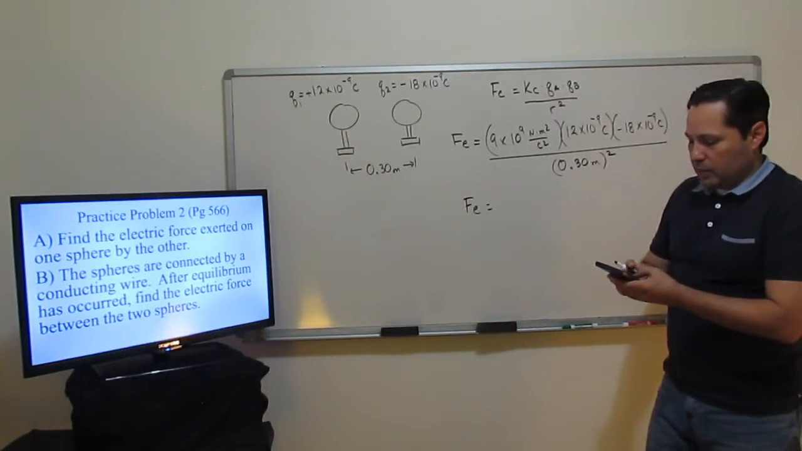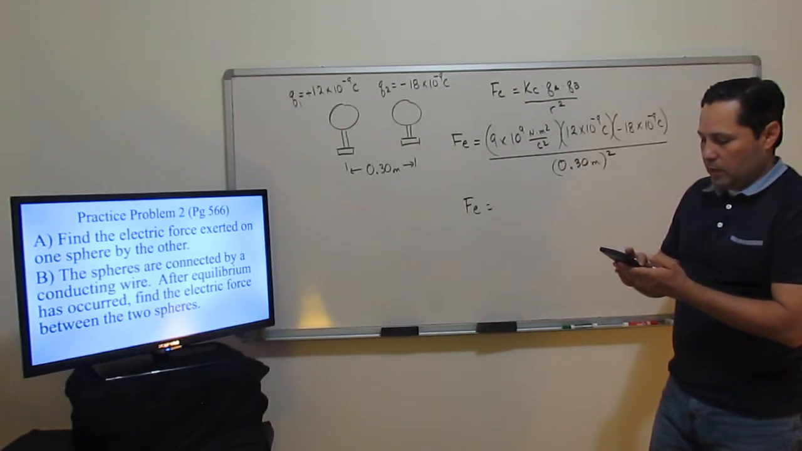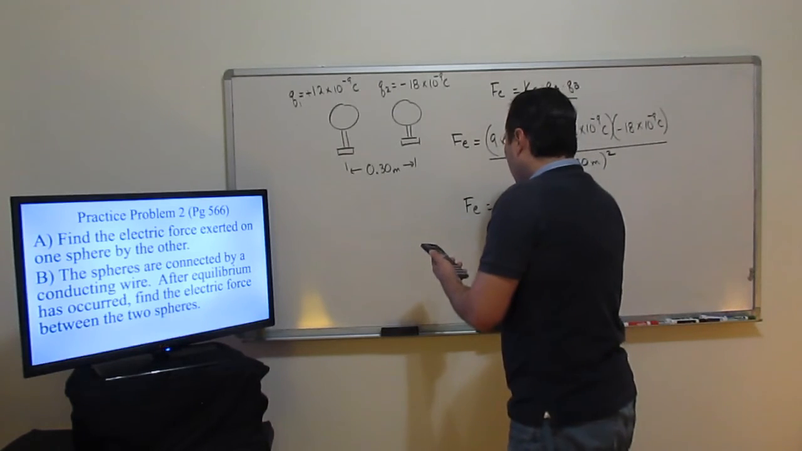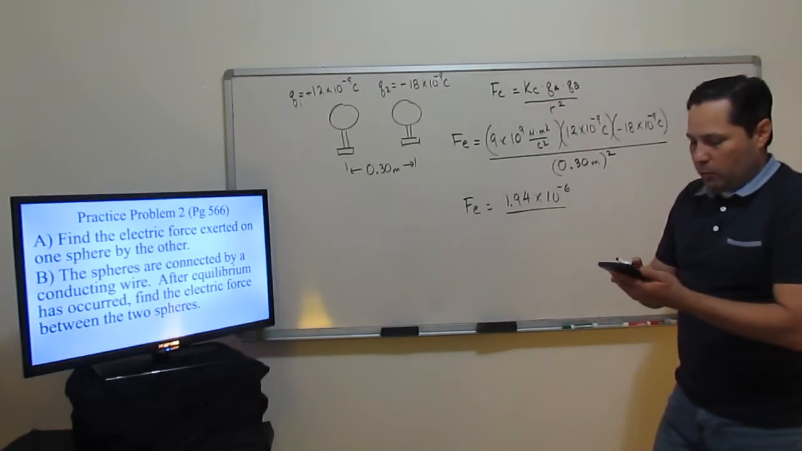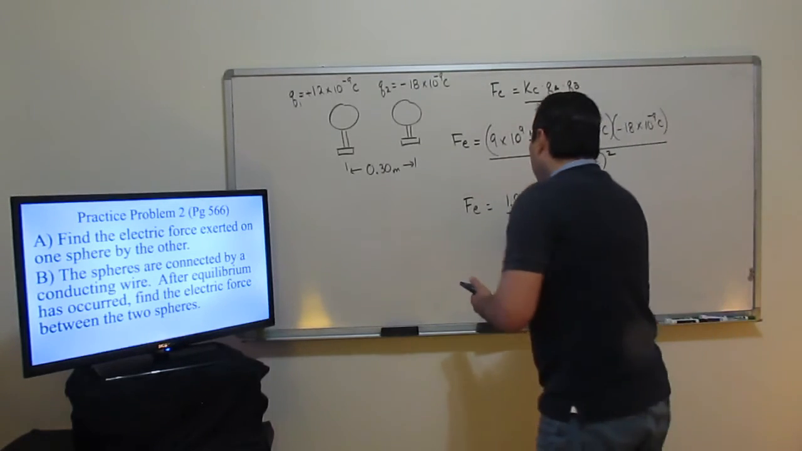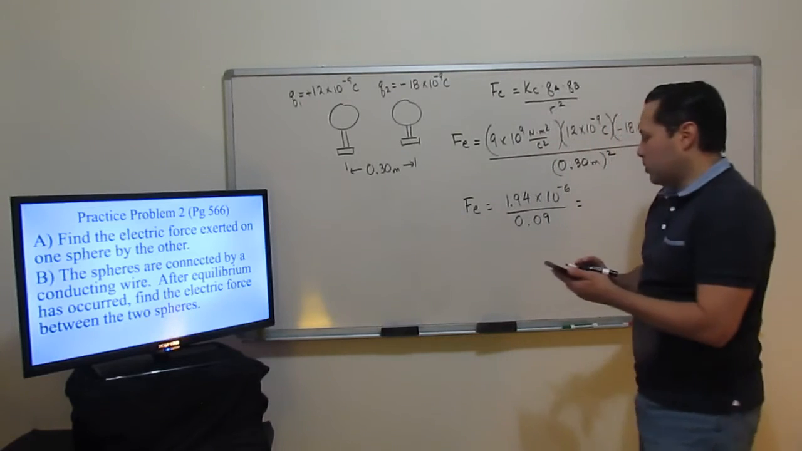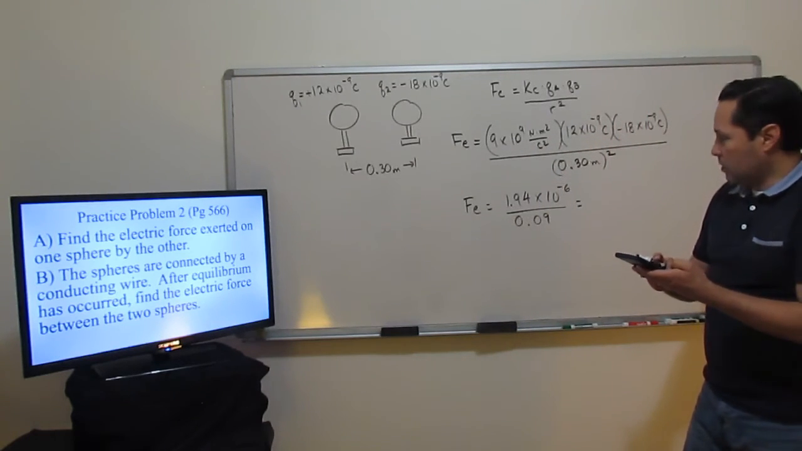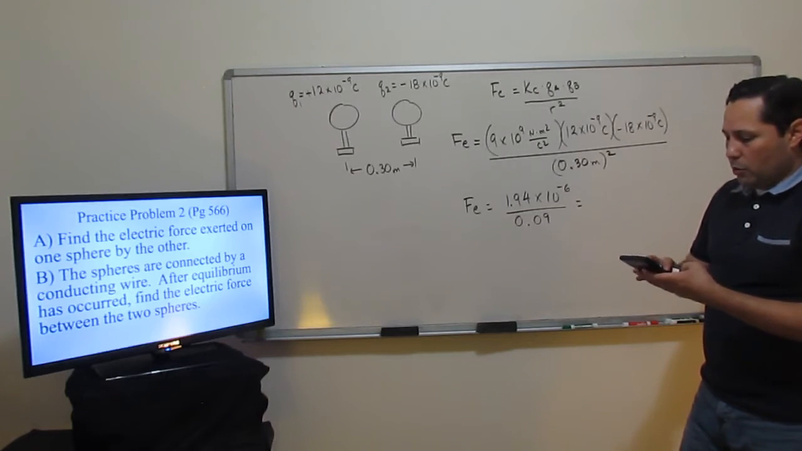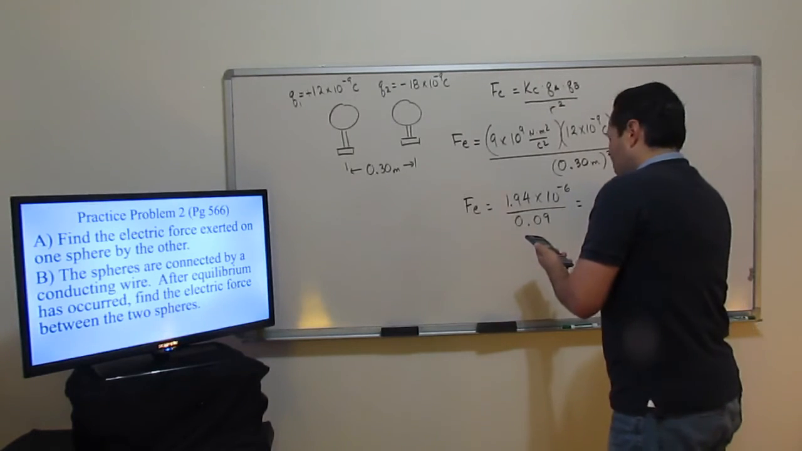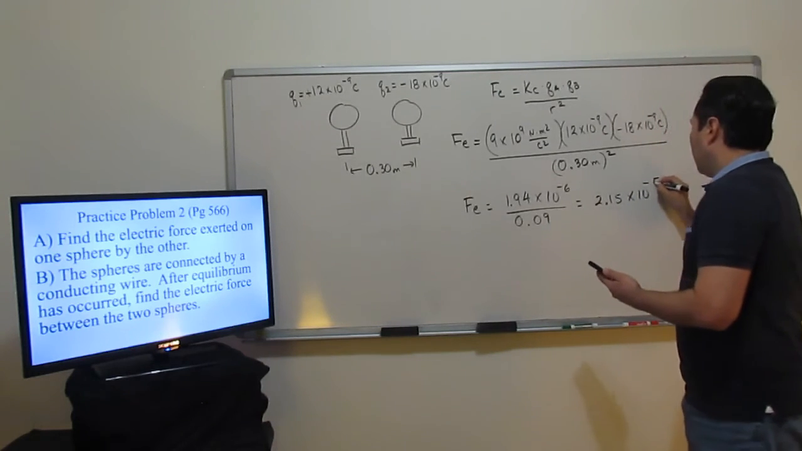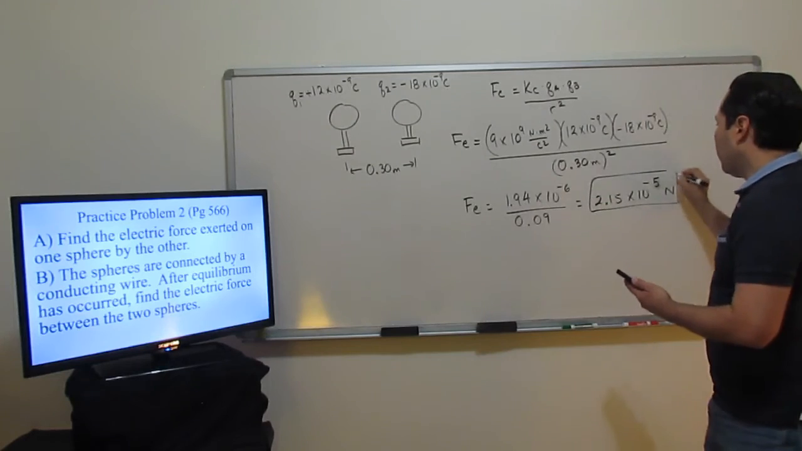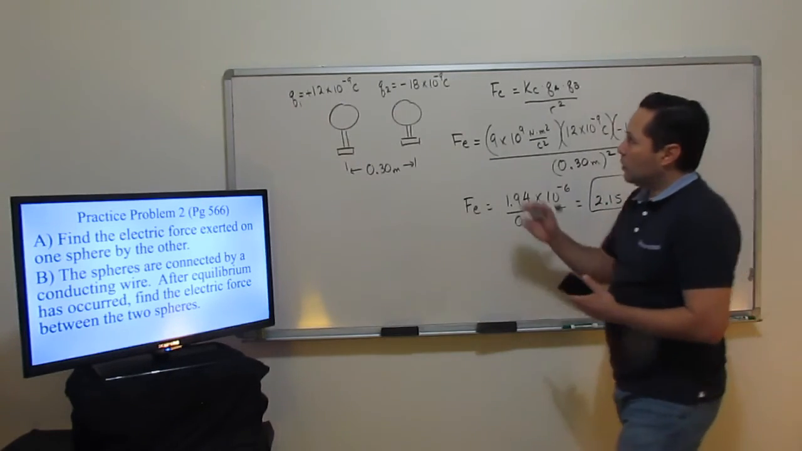We're going to have 9 times 10 to the 9 times 12 times 10 to the negative 9 times 18 times 10 to the negative 9. That's going to go ahead and give us 1.94 times 10 to the negative 6 for our numerator. For our denominator, 0.3 squared, it's going to give us 0.09. And then I just divide it to get our answer. 1.94 times 10 to the negative 6 divided by 0.09 gives us 2.15 times 10 to the negative 5 newtons. So there's the answer for part A of this problem.